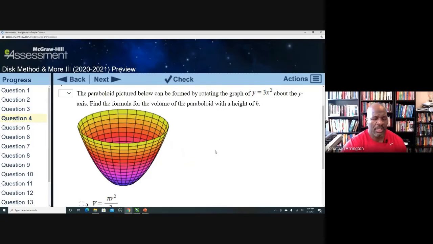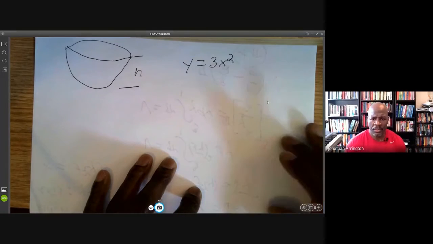So here's my final example. It says the paraboloid pictured below can be formed by rotating the graph of y equals 3x squared about the y-axis. Find a formula for the volume of the paraboloid with a height of h. So I just know that the height of this particular solid is h. All right, so this is the situation we have with this problem.